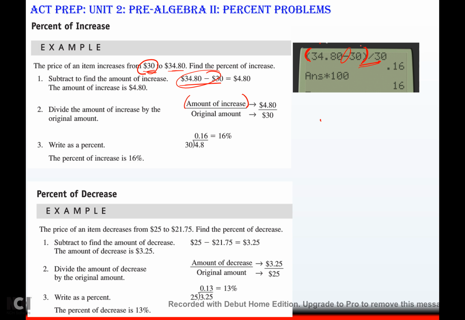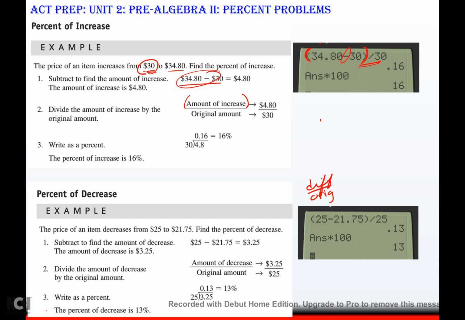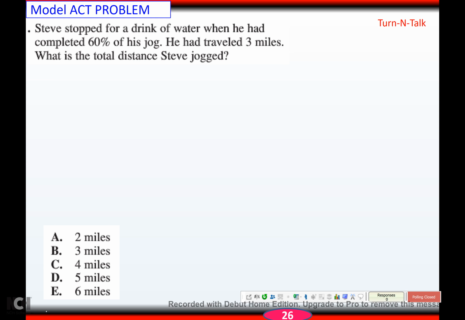All right, a percent of decrease. The price of an item decreases from $25 to $21.75. Find the percent of decrease. Again, for me, I just do difference over original. And I type it all at once, but again, I use my parentheses around the top. So 25, take away 21.75, divided by 25 is 0.13. Two places over makes it a 13% decrease in price. All right, you try this one. Hit pause, come back when you're ready.